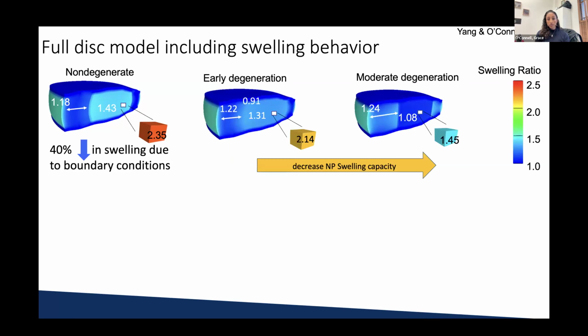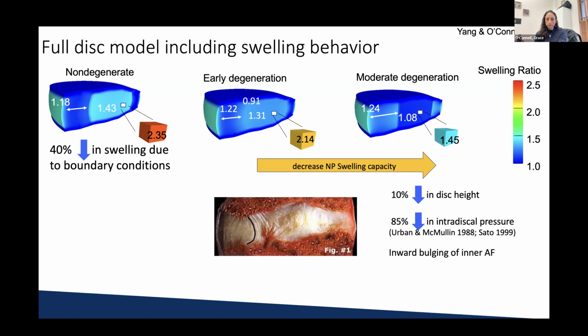So as we want to simulate degeneration, now all we need to do is change a parameter for the GAG content. And we know how the GAG content changes with degeneration. And if we had patient-specific information about the GAG content or the T1 rho, the T2 mapping, we could specifically do that. And what we observed in the simulation of degeneration was a decrease in nucleus pulposus swelling capacity. And this resulted in a decrease in disc height, which was really exciting because we know that we see this clinically, that there's a gradual decrease in tissue and in disc height.